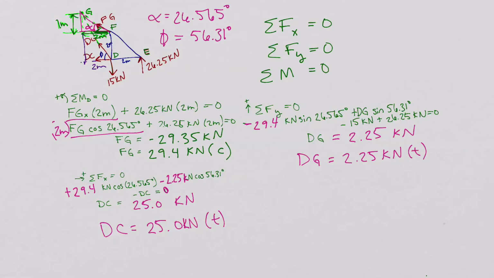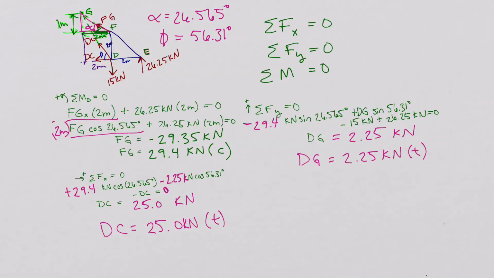And so now we'll go check on the back again to see if we did our calculations right this time. So 25 kilonewtons in tension for DC. GF was 29.4, or they had 3, but it's probably just a rounding thing, in compression. And then DG is 2.25, and that's in tension. So it looks like we got it all right.